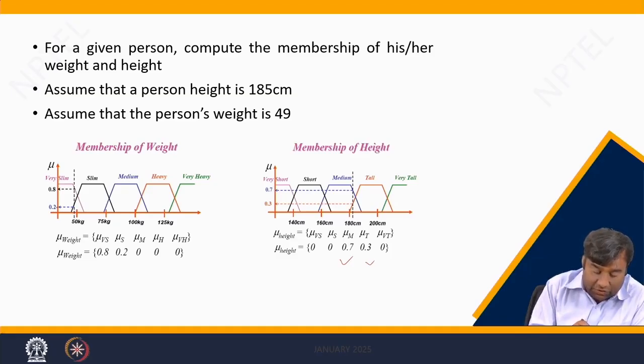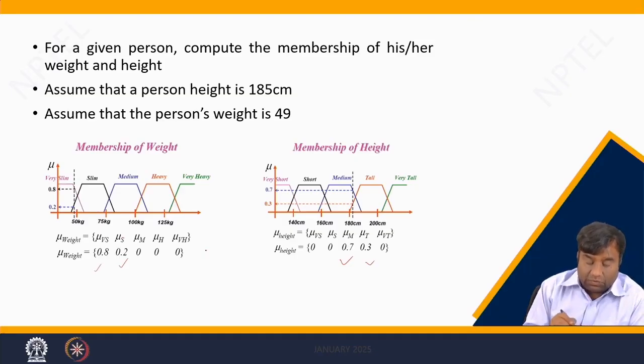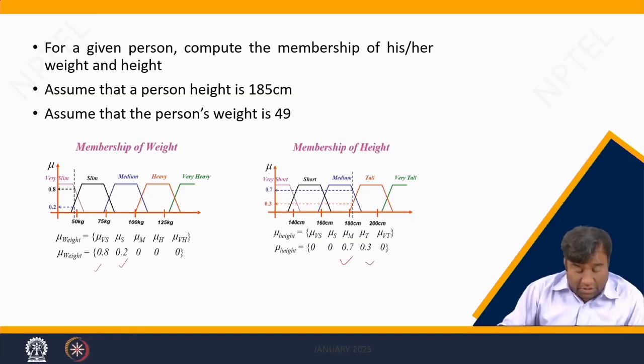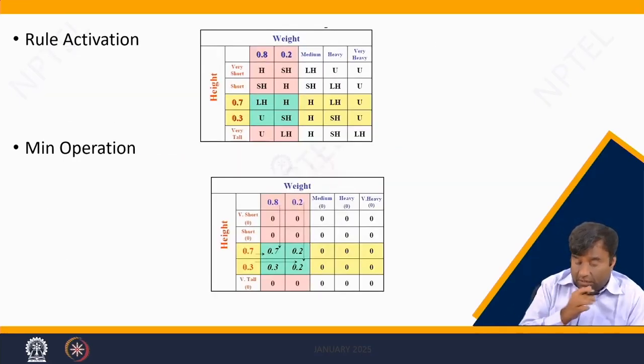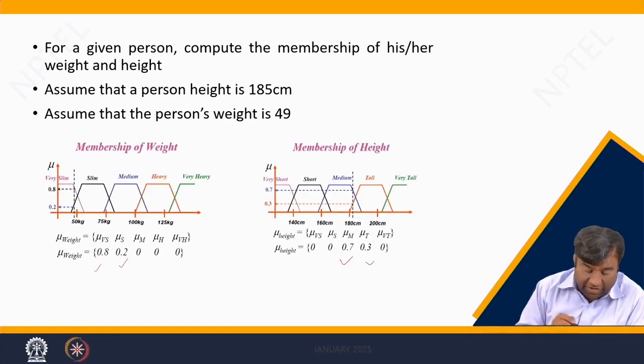So for 49 kg, the membership value of slim is 0.2 and for very slim it is 0.8. Rest are 0. So these are the input membership functions based on the input numbers. Now this 0.8 belongs to the weight. So weight is very slim with 0.8, and for the case of slim it is 0.2.